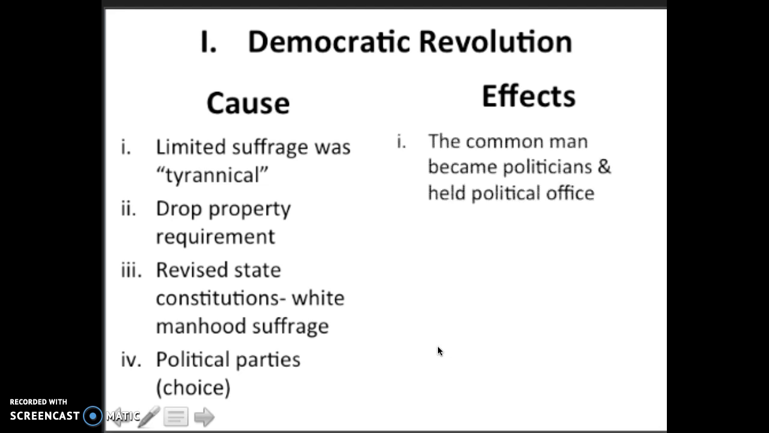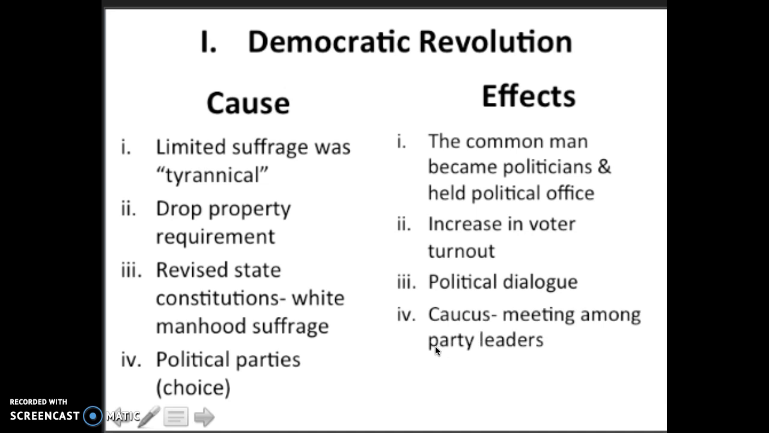Some of the effects: the common man became politicians and held political office. There was an increase in voter turnout. There was a lot of dialogue regarding politics, and there were also meetings of political leaders where they would pick their candidate that became known as the caucus. And the negative impact of this, we have the spoils system, which is where elected officials then appointed their friends to political office. So these candidates accepted bribes from investors in exchange for laws that favored their product as well. So one of the major drawbacks was this spoils system, which was a form of corruption.